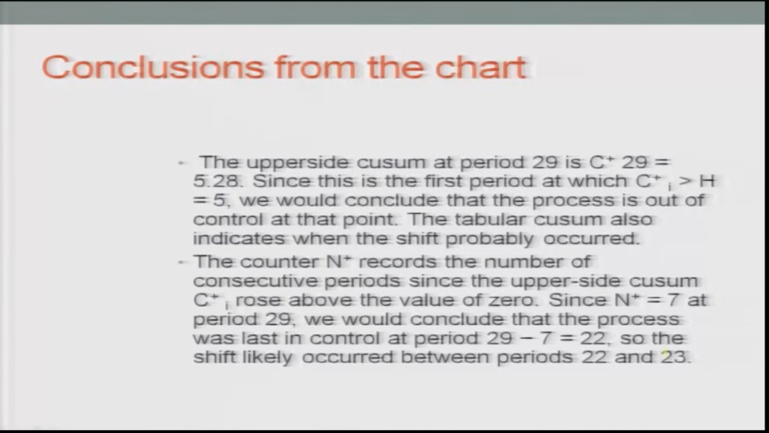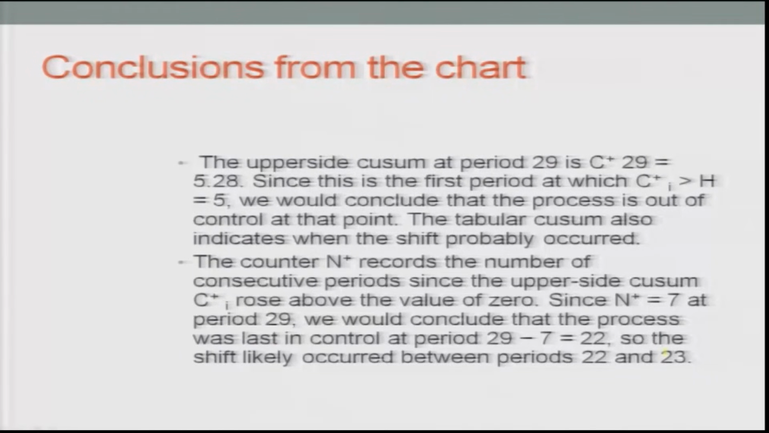Conclusions from the charts. The upper chart's CUSUM at period 29 is 5.828. Since this is the first period in which C1 plus is greater than H, and the H value you have taken is 5, we would conclude that the process is going out of control at this point. So obviously, the H value would dictate to what level of efficiency you want the calculations to be.